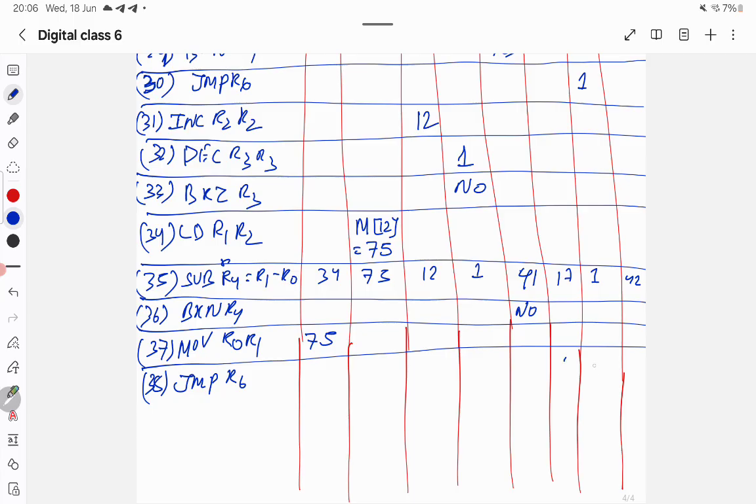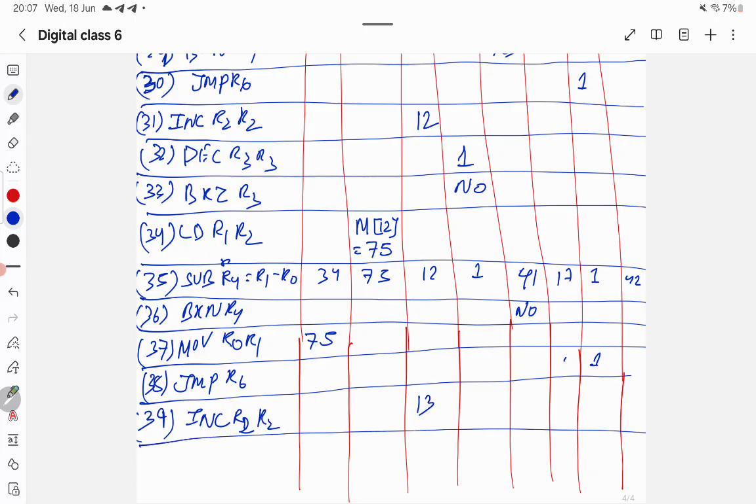Again, 39. This is taking too long. I will tell you when we do it. Increase, next instruction, we are going to 1. So INC R2 R2. R2 is 12, so it will become 13. Okay. Next, tell me the next one. Faster.